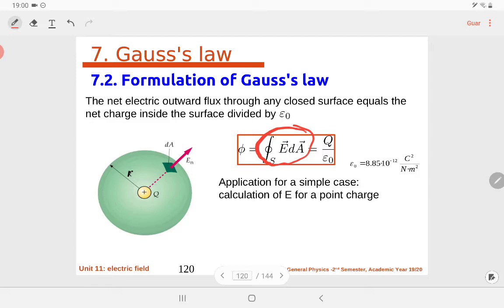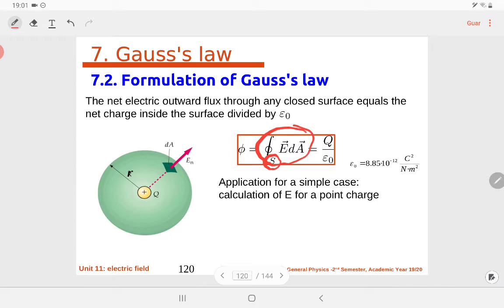So with this Gauss's law, we have to decide which is going to be the surface S where to calculate the electric flux. It is up to us to decide this virtual, non-material surface S. Okay, so the first example is the calculation of the electric field for a point charge.